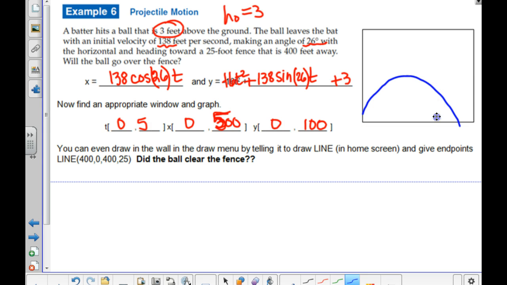So out here somewhere is a fence. How far away did it land? Can anybody tell me? It started 3 feet. 496. About 500 feet away it landed. Okay. And how high? Did anybody figure out how high it went? Didn't ask us this, but 68. About 68 feet up. Anyway, just an estimate. I want to show you how, just for fun, to draw the line on your calculator, okay?